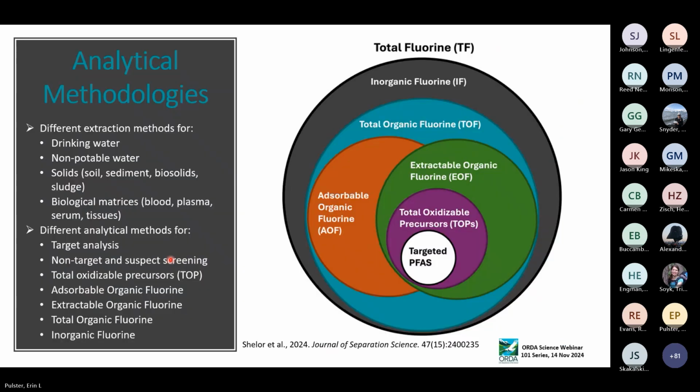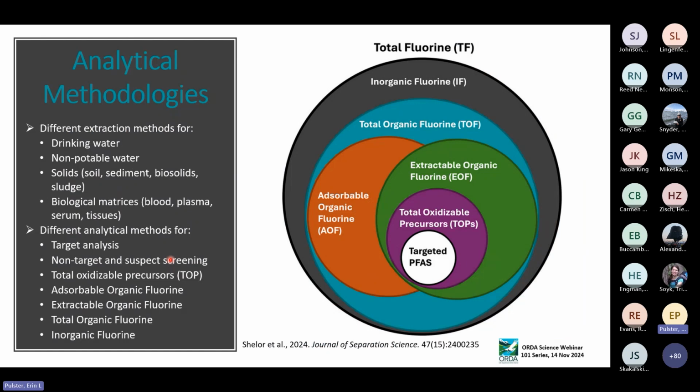Venn-type diagram of total fluorine, TF, Scheller et al., 2024. At the center is targeted PFAS. In a circle around that one is total oxidizable precursors, TOPs. In a circle around that one is extractable organic fluorine, EOF. In a circle overlapping with that one is adsorbable organic fluorine, AOF. In a circle around all of the circles previously mentioned is total organic fluorine, TOF. In a circle around all of these circles is inorganic fluorine, IF. At the top of this circle is the label total fluorine, TF.